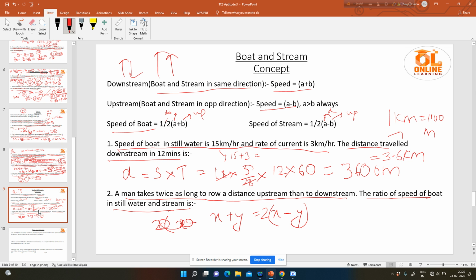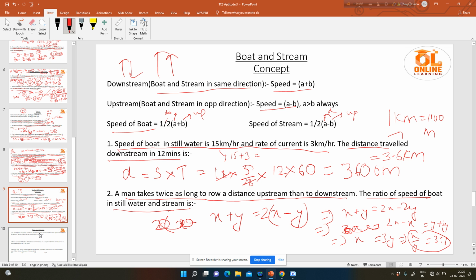So x plus y is equal to 2 times (x minus y). Now let us solve it. It would be x plus y is equal to 2x minus 2y. Then 2x minus x would be y plus 2y. So x would be equal to 3y. So the ratio of the speed of the boat in still water and the stream, x by y, would be 3 is to 1, right? Hope you have understood. Now let us move to the next question.